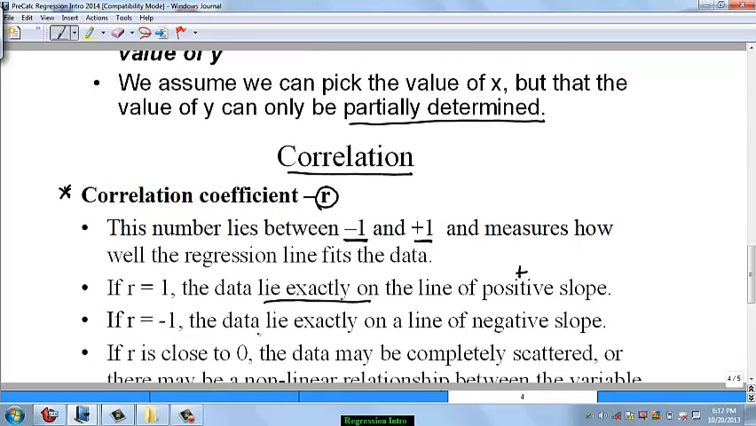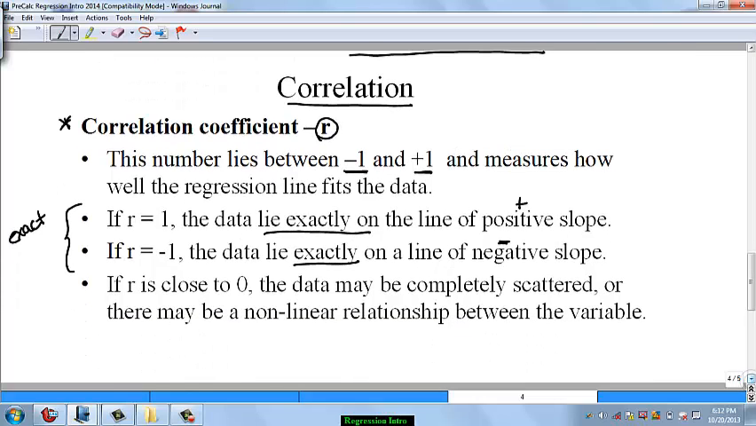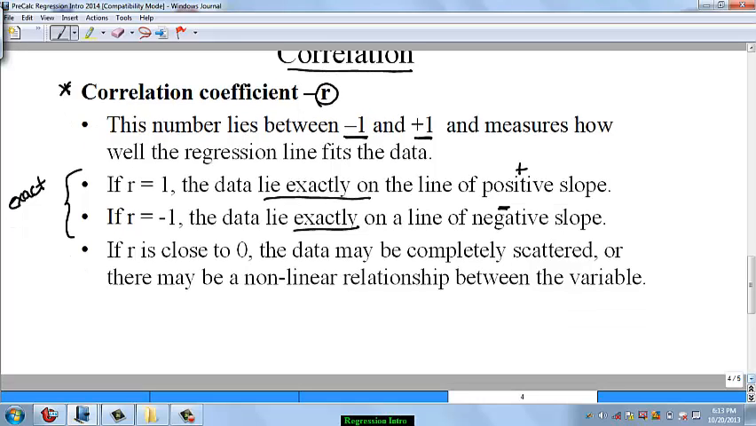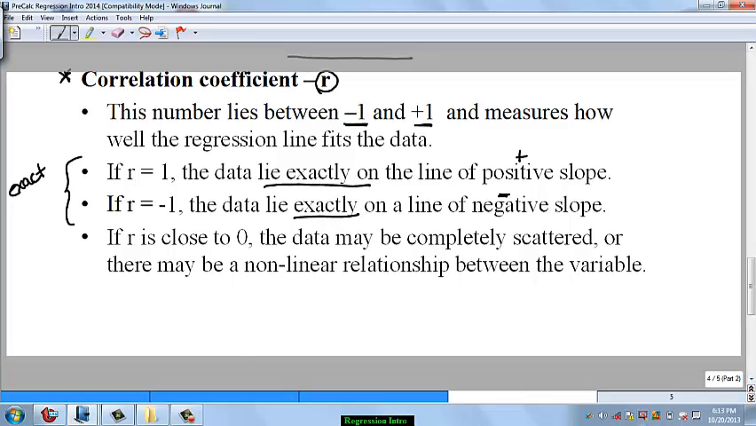And if you had -1, the data lies exactly on a line of negative slope. So these two, if you get a 1 or a -1, it's an exact perfect fit. That means the pattern you found works perfectly with that. If your R is close to 0, the data may be completely scattered, or there may be a nonlinear relationship between the variables, and we will be doing other things besides linear, so we could try something else to see if that R value, the correlation coefficient, would be better for something else. Or the data could be incorrect. In this course we're just practicing how can we look at the best fit.